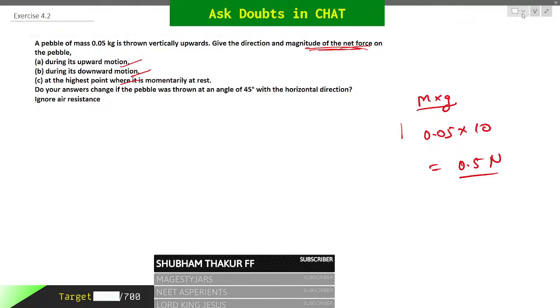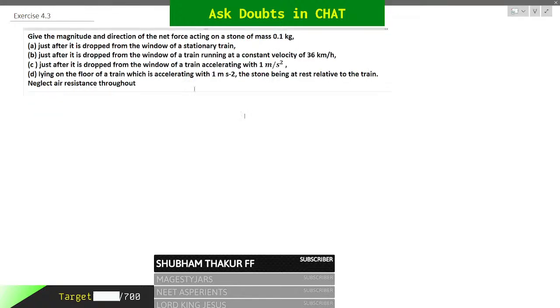The third question is: give the magnitude and direction of the net force acting on a stone of mass 0.1 kilogram. This question is very similar to the previous one, but here the body is on a train, which is stationary in the first case, in the second case the train is moving with constant velocity, and in the third case, just after it is dropped from the window of the train accelerating at 1 meter per second square.